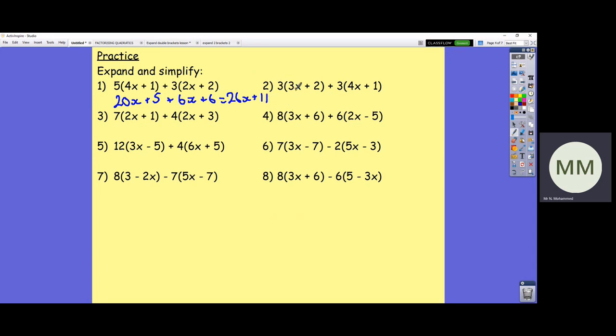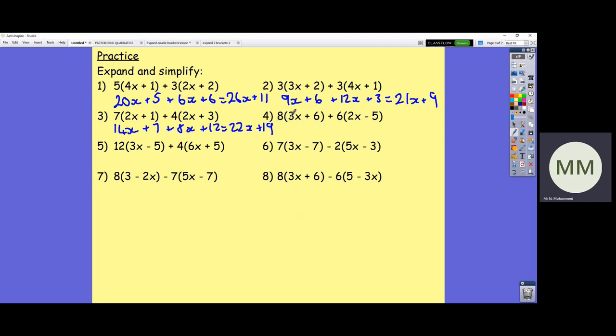I'll do this one above because of lack of space. And I should be okay there actually. 9x plus 6 plus 12x plus 3, and then this would simplify down to 21x plus 9. Question 3, I get 14x plus 7 plus 8x plus 12, and this would simplify down to 22x plus 19.